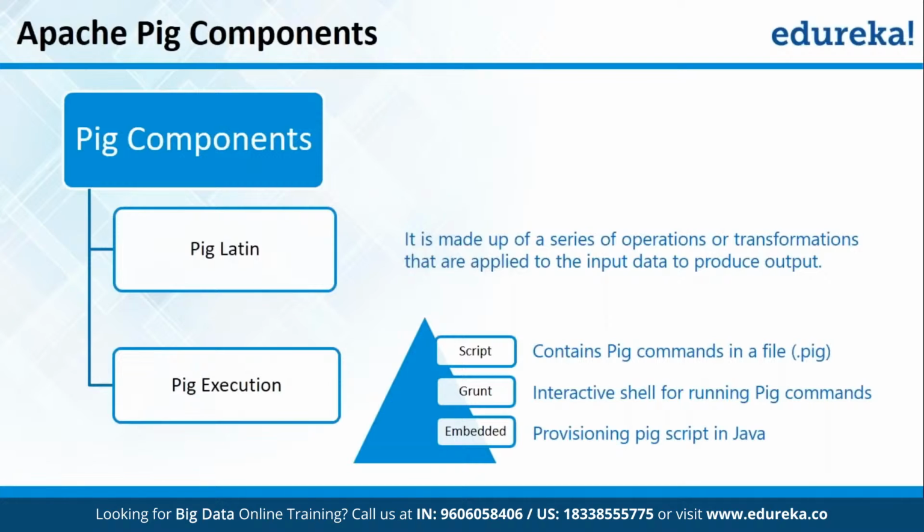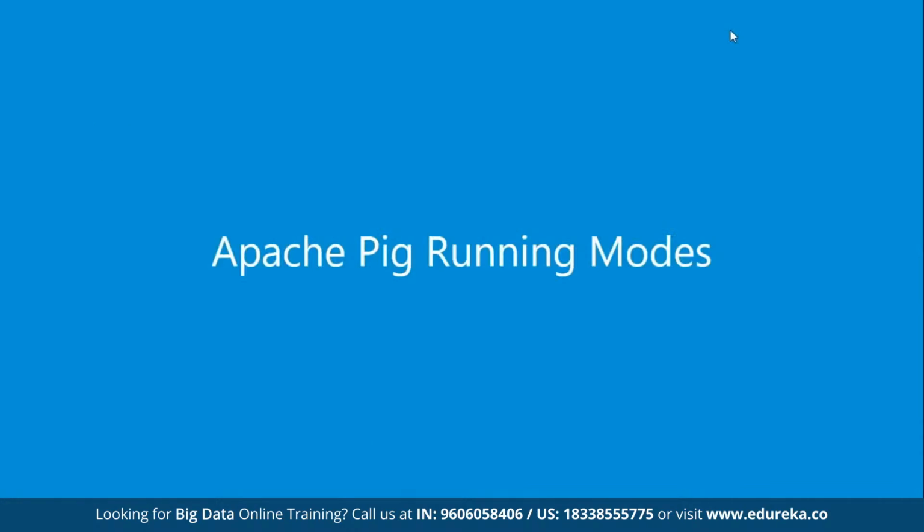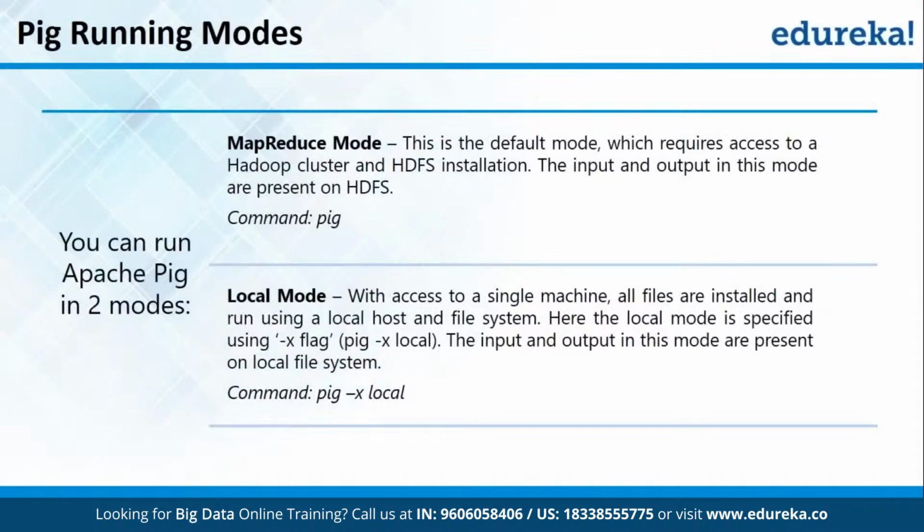So these are the two main components of Apache Pig, and we come to Apache Pig running modes. Okay, Apache Pig basically runs in two different modes. One is the MapReduce mode and second is the local mode. First, we'll discuss the MapReduce mode. In this, we are using Apache Pig over the Hadoop cluster.